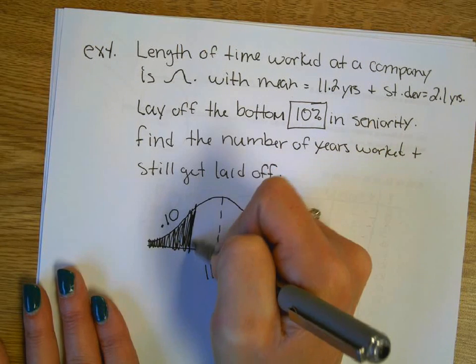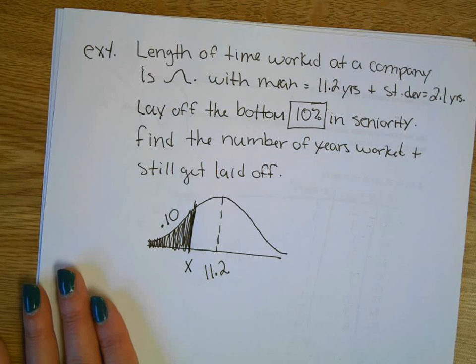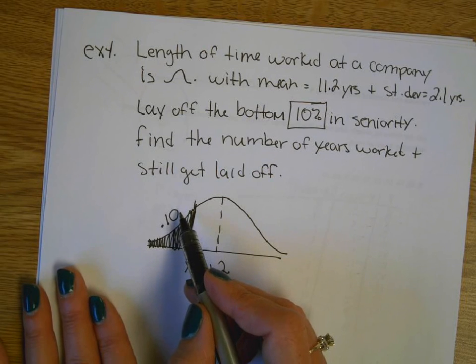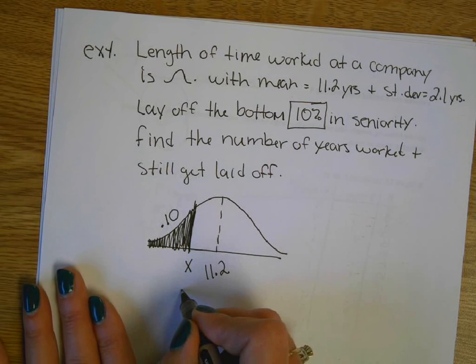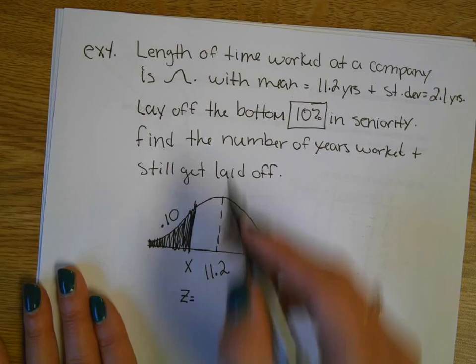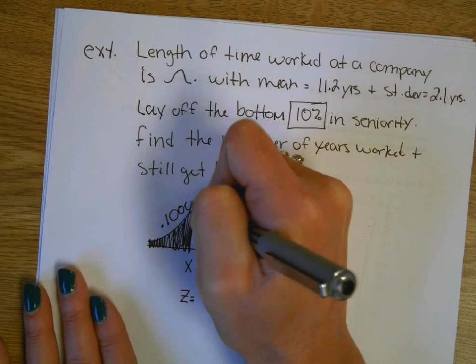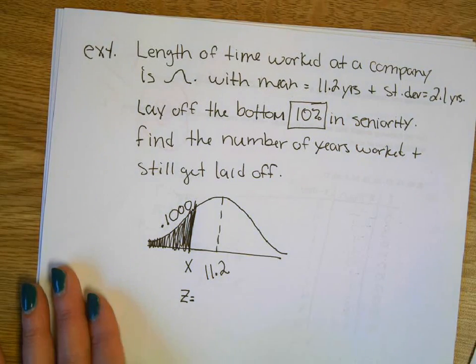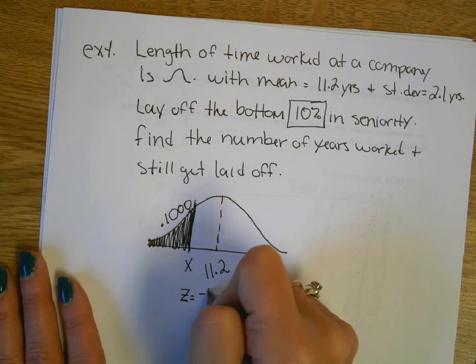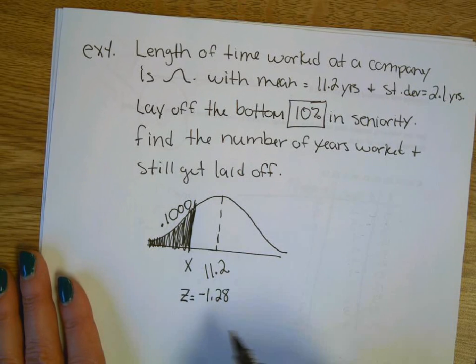And it's asking how many years? Well, if you know the area, what can you find off of the table? You can find the Z-score for that spot. So let's do that first. You're looking for an area of 0.1000. I think we did this one right at the start, didn't we? Yeah. Negative 1.28. Once you've got the Z-score, you just use your formula to kick it back into an X value.